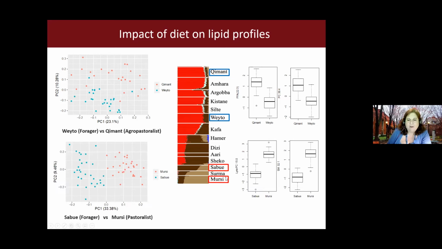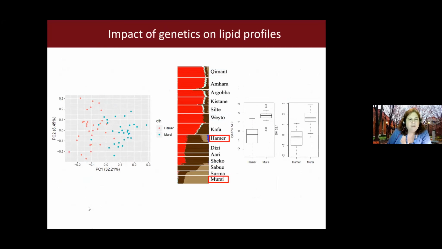Likewise, if we look at the Shabu and the Mursi, again from Ethiopia, the Shabu are foragers, the Mursi are pastoralists. We can easily distinguish them. They have similar genetic ancestry, so that would suggest that diet is playing a really important role. But then there are some other groups, like the Hamer and the Mursi, who have somewhat different genetic ancestries but are both pastoralists with similar diets, and again we can distinguish them. So does that suggest that genetics is also playing an important role?